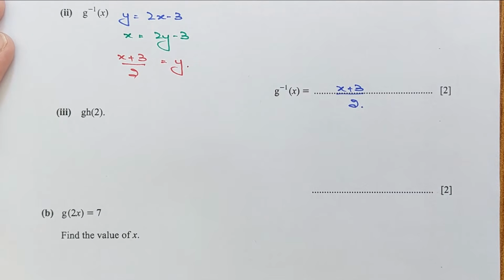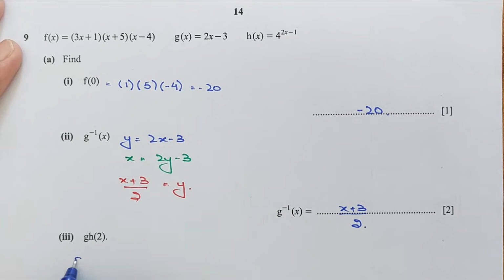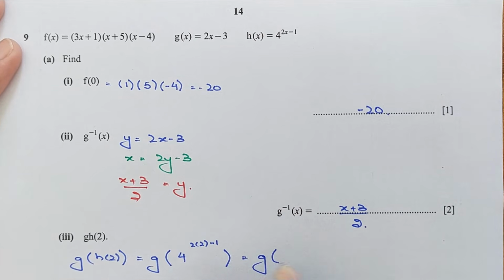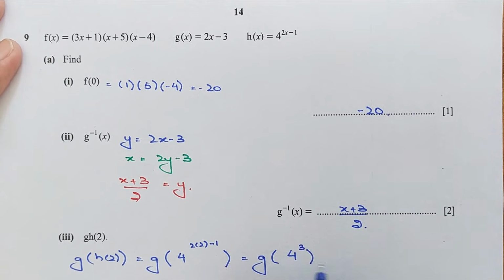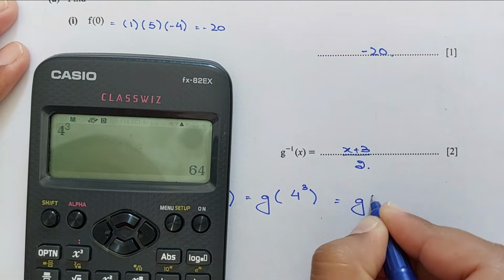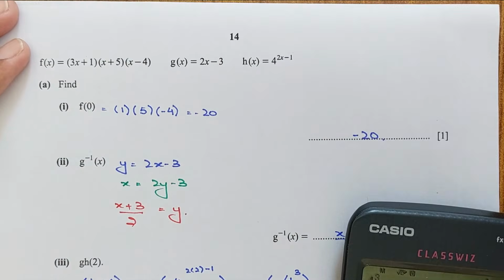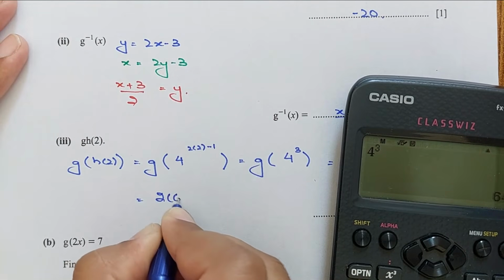Now for part 3, g composition h of 2. So first we have to find what is h of 2, then g of h of 2. Let me solve. h of 2 is 4 times 2, cubed, minus 1. So this is g of 4... 2 times 2 is 4 and 4 minus 1 is 3. And 4 cubed is 64. So we have to find g of 64 basically. So what is g of 64? g of x is 2x minus 3. So 2 into 64 minus 3.